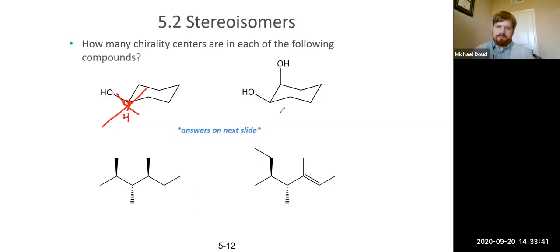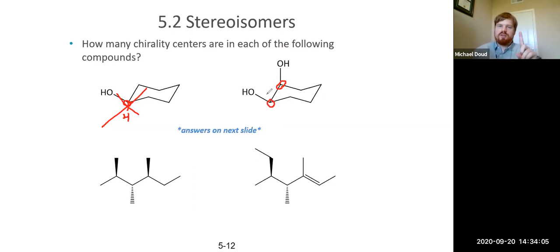All right, moving on to the next one. Here we have the same thing, but now it's a diol, so cyclohexane diol, with neighboring alcohol groups. Again, this is CH2, CH2, CH2, CH2. None of these can be chiral because they're all bonded to 2 hydrogens. This carbon and this carbon, though, are potential chiral centers. So now let's check it out.